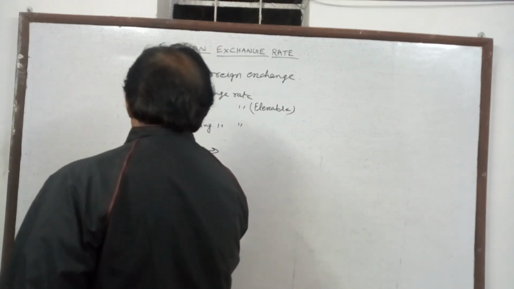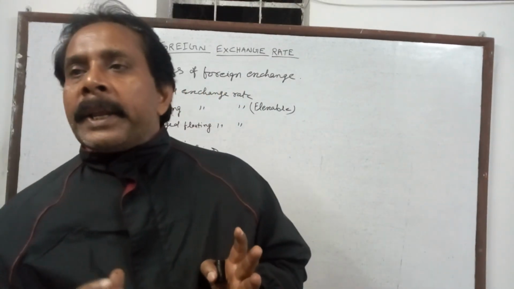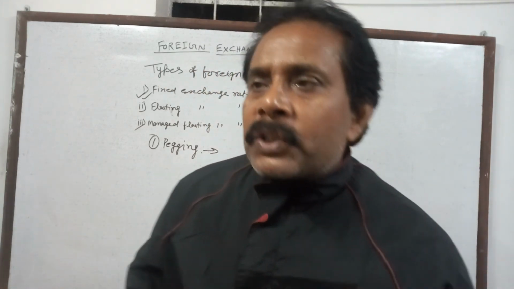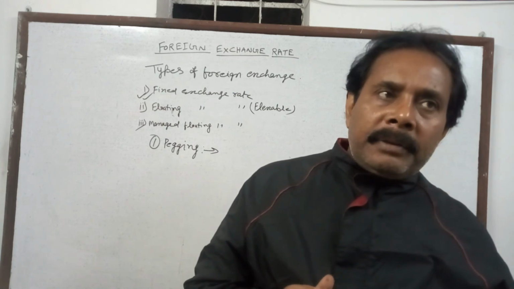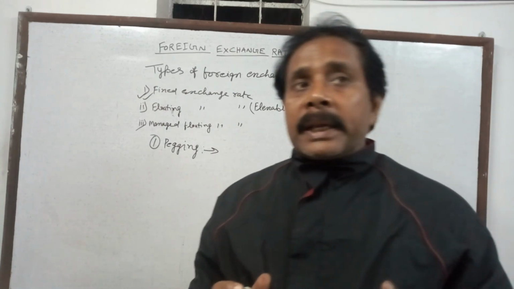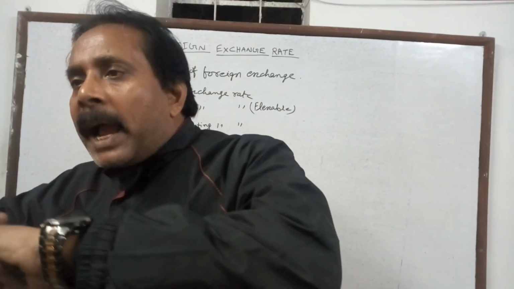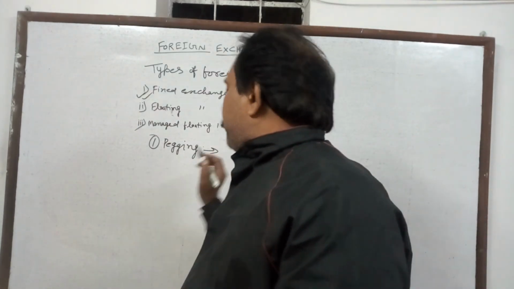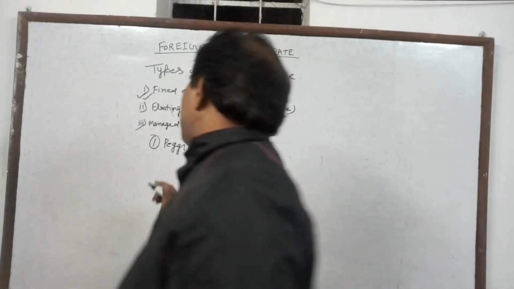Okay, so first pegging. So what is pegging? One mark question may be asked, define pegging. So that is a very common answer: when the value of domestic currency is tied, okay, to the value of other currency is known as pegging. Okay, once again, when the value of domestic currency is tied to the value of another currency, it is known as pegging. Clear?